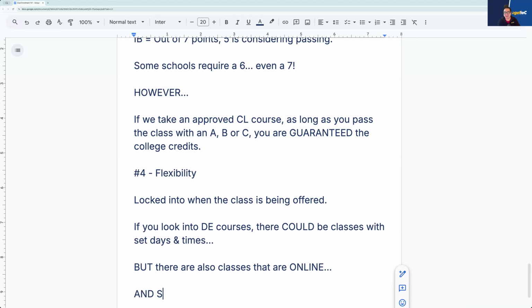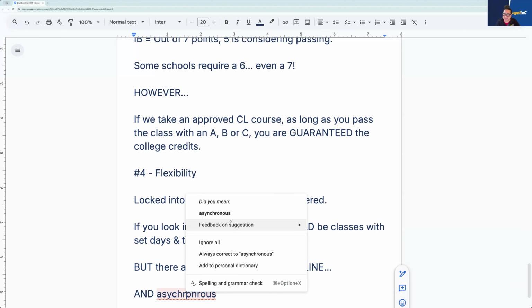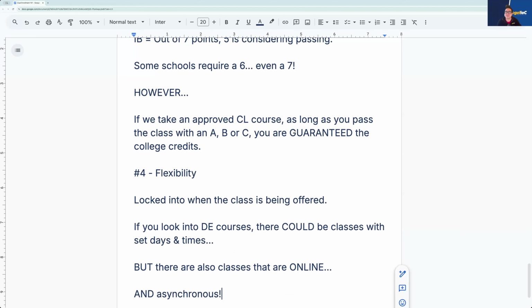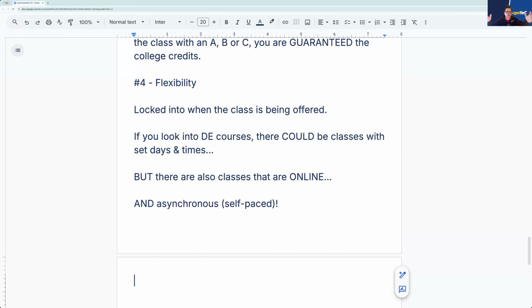Ooh, and asynchronous. Is that right? No, I completely misspelled that. And asynchronous. What does that mean? That means self-paced, right? You're doing it at your own schedule, as long as you can complete the work by the deadline. That's going to be the goal. Okay, so that's going to be the big one.